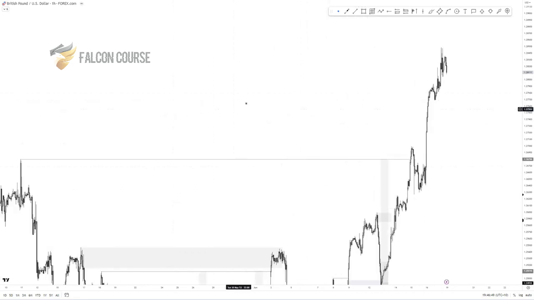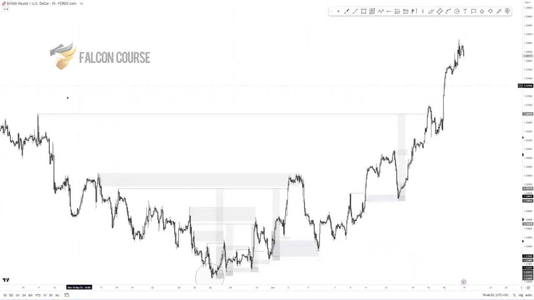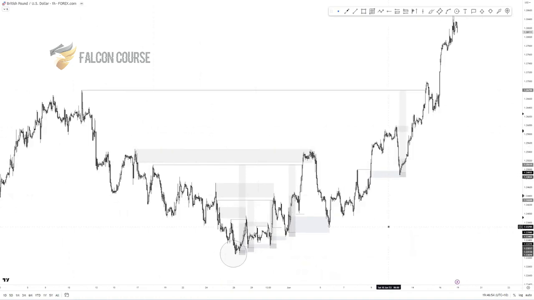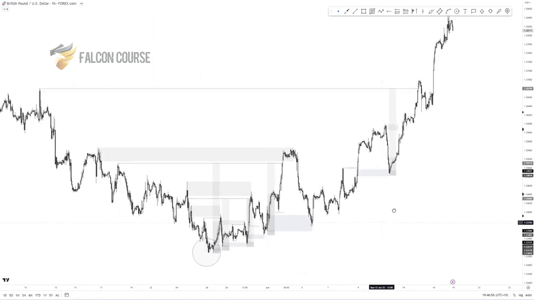But that's why the high time frame is so important, because it will literally dictate where price is going to go and where it's going to pull back from. Okay.